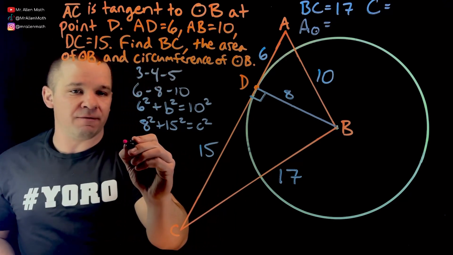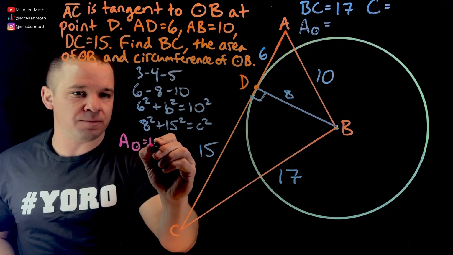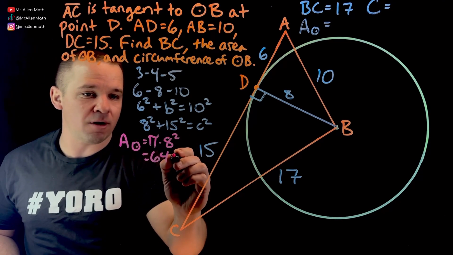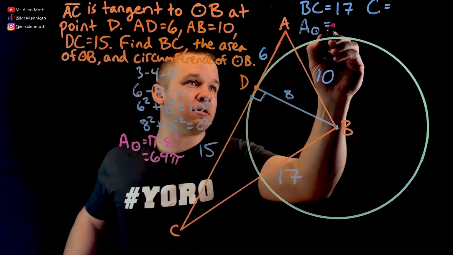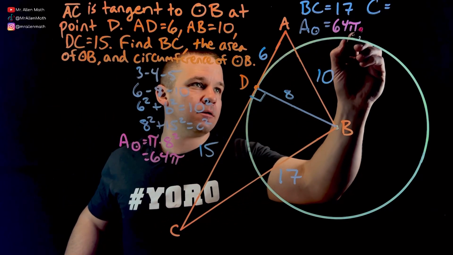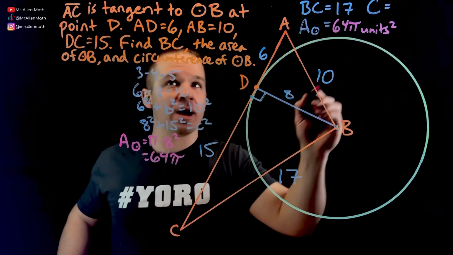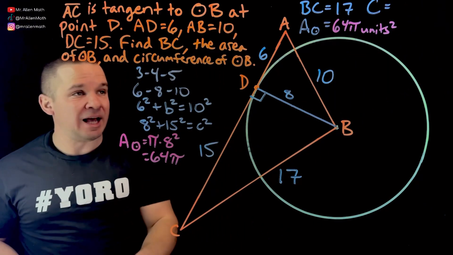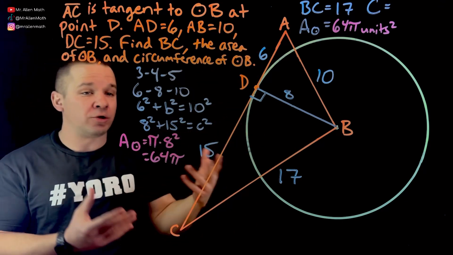So the area of the circle is equal to pi times my radius of 8 squared. So that's just going to be 64 pi units squared. If I had inches or whatever, it'd be inches squared because it's an area, right? A length, which would be our circumference, would just be normal units.